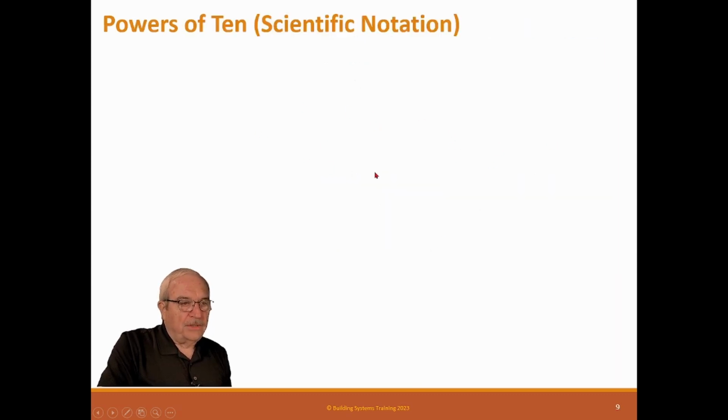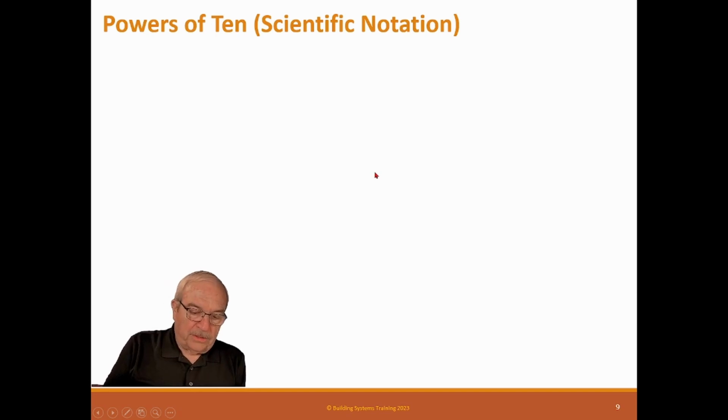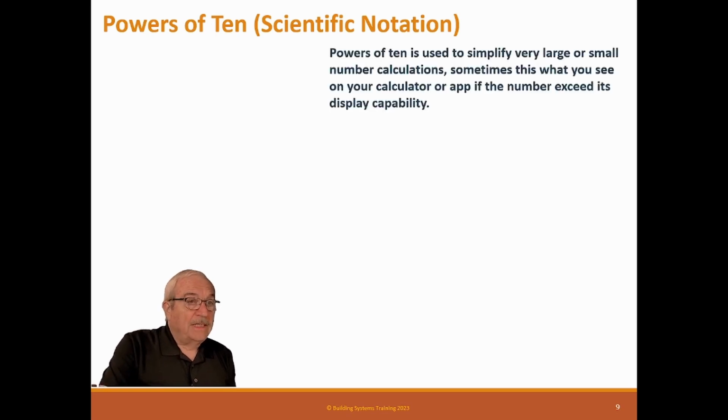Okay, scientific notation is when you have a very, very large number and you need to reduce the number to fit in your calculator or fit in whatever you're doing. And so they come up with scientific notation. It's just a way to make a very large number or a very, very small number into a whole number, so you can easily deal with it. So here's how it works.